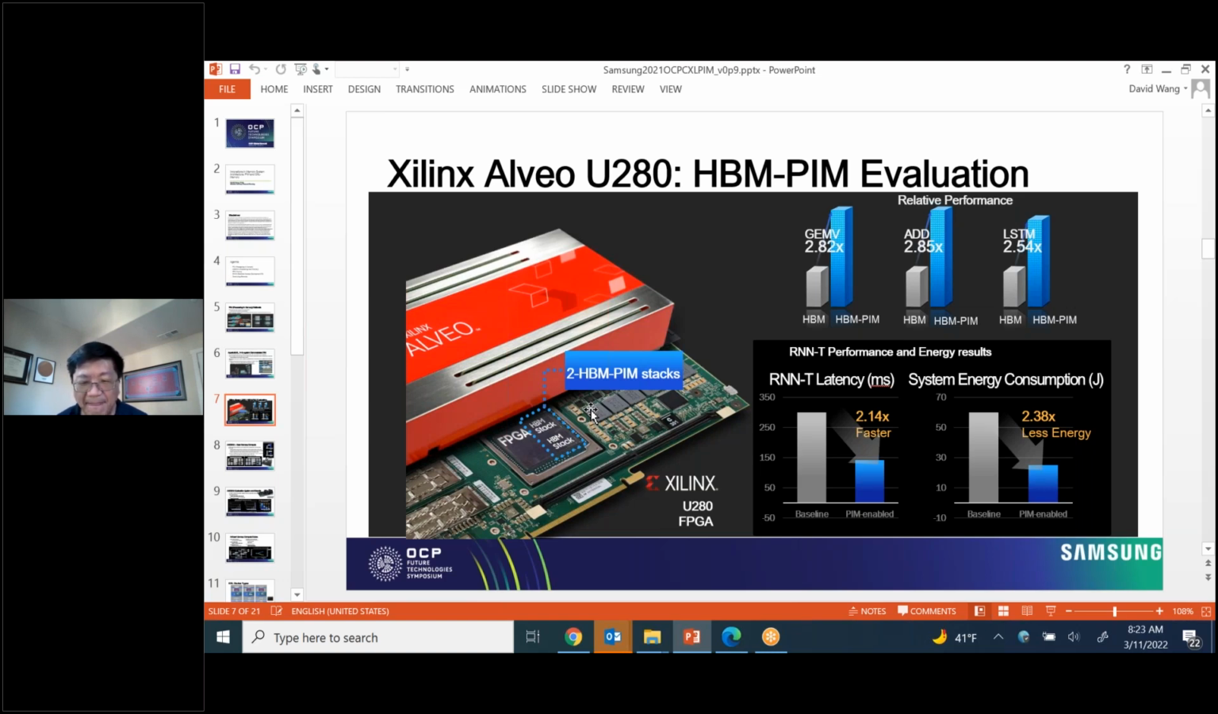Okay, thank you. So David, just a couple of points of clarification. On this particular example, you've put the processor in memory just in the DRAM die, and there are no changes to the logic die? Yes. Okay, thank you. And the second question: on this example of 2x faster and 2x less energy, is that either 2x faster or 2x less energy, or 2x faster and 2x less energy? I believe it is 2x faster and 2x less energy for this specific sub-benchmark.